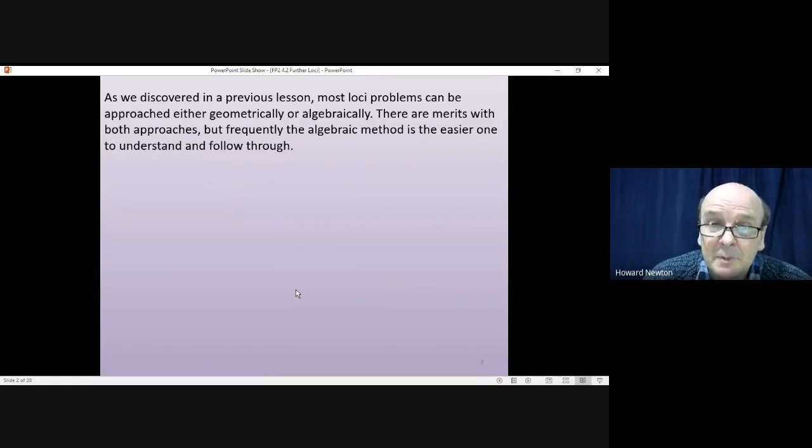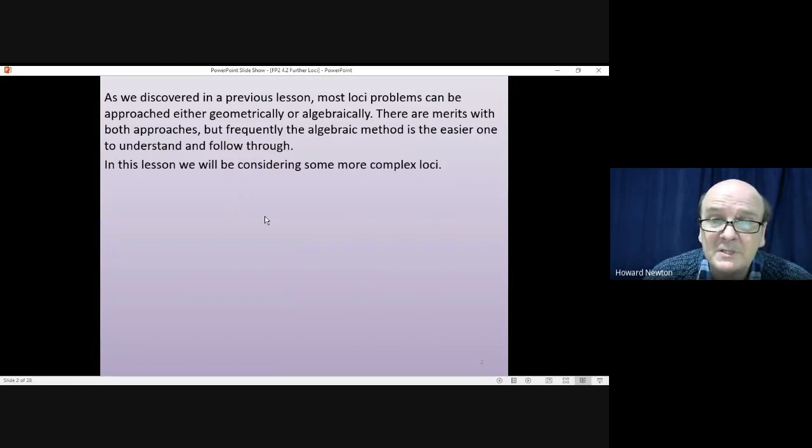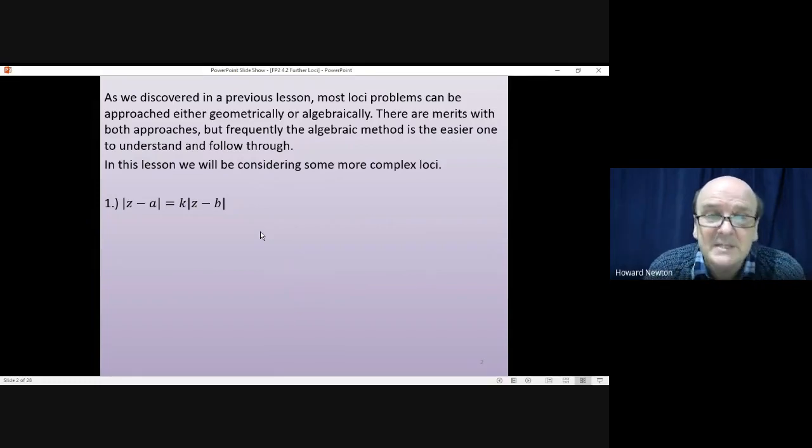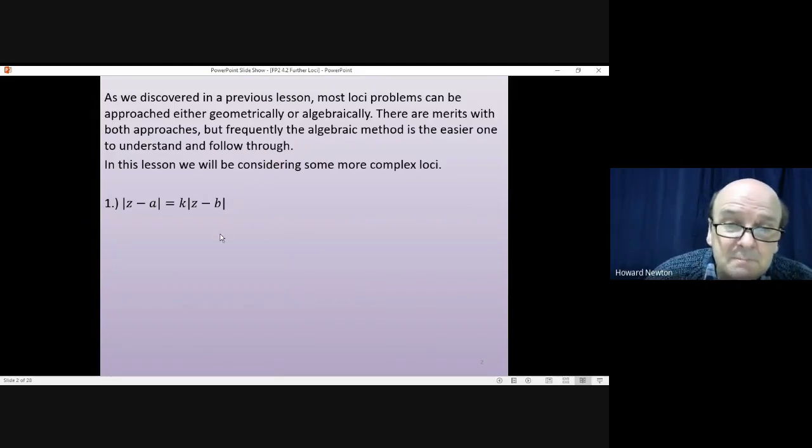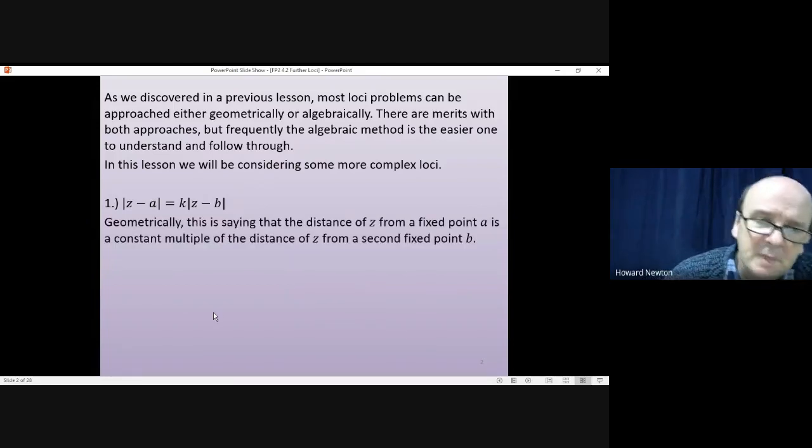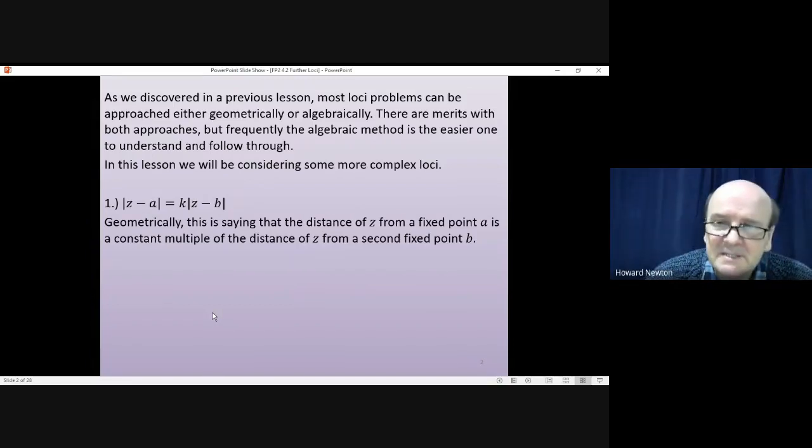Now, there are merits with both approaches, but frequently the algebraic method is the easier one to understand and follow through with. In this lesson, we'll be considering some more complex loci. And we'll begin by thinking about loci of the form: the modulus of z minus some fixed point a is equal to a constant times the modulus of z minus a second fixed point b. What's this saying? Well, geometrically, it's saying that the distance of z from a is a constant multiple of the distance of z from b.